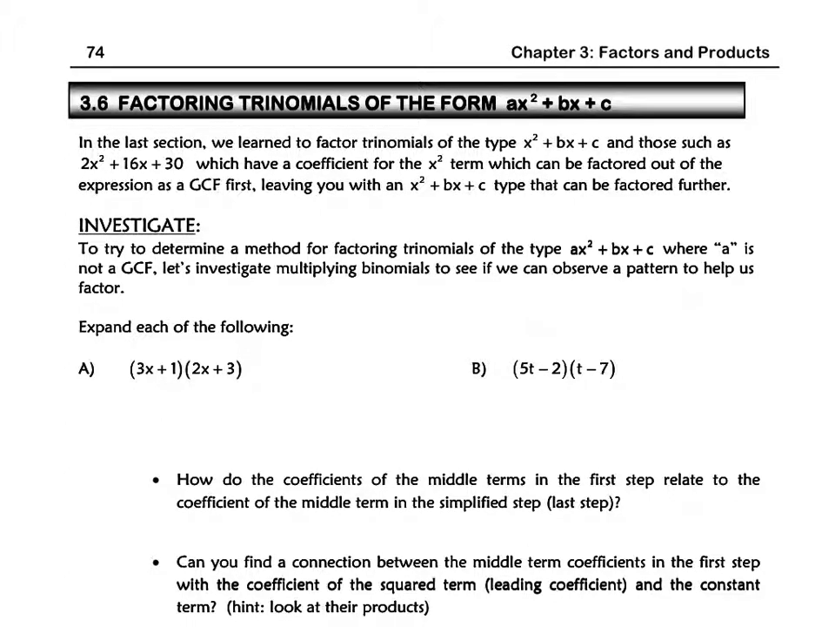Right, section 3.6 is on factoring trinomials of the form ax squared plus bx plus c. So basically, we're talking about trinomials that have a coefficient in front of the x squared term that is different than 1. So something that would probably not be able to be factored out as a GCF from the trinomial. So to start off, learning how to factor those, we can investigate a little bit.